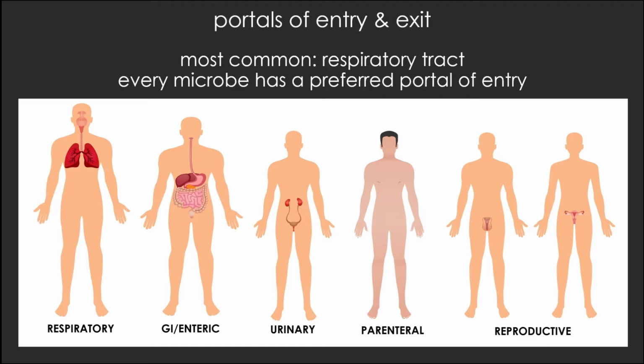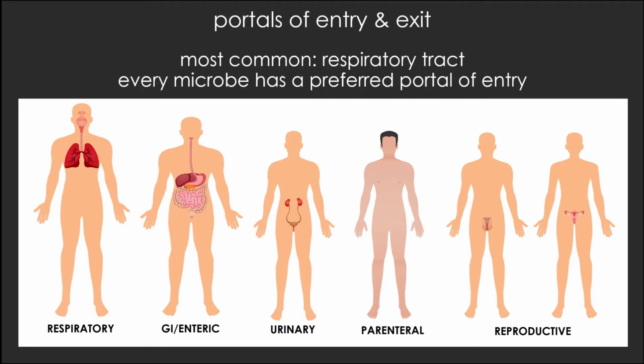Gastrointestinal tract, vehicle transmission. And thinking about that, also thinking about the fact that for most microbes, the route in, the portal of entry, is the same as the portal of exit. If it goes in through the reproductive tract, it goes out through the reproductive tract. If it goes in the gastrointestinal tract, it goes out the gastrointestinal tract. In the respiratory tract, out the respiratory tract.